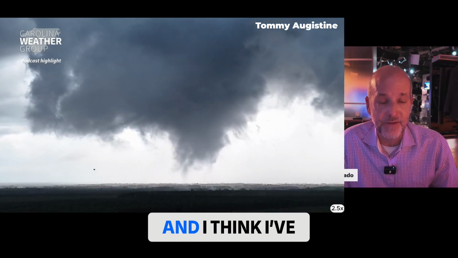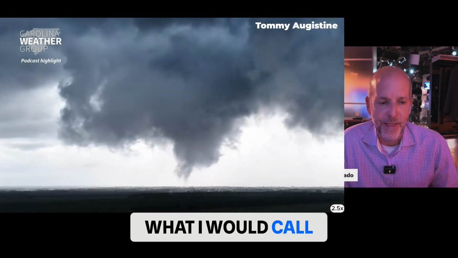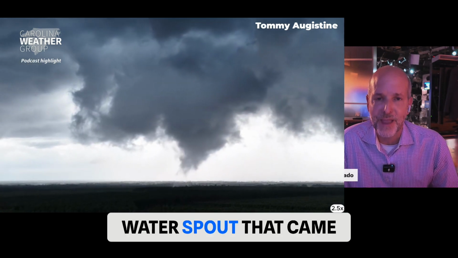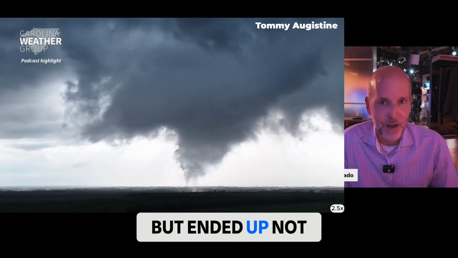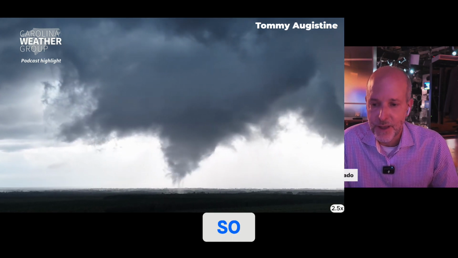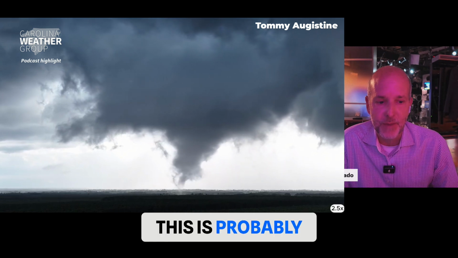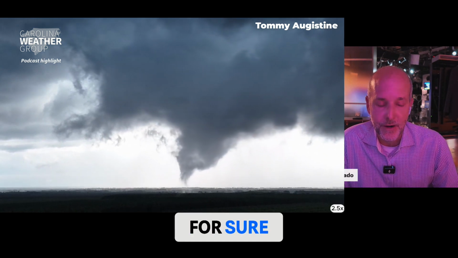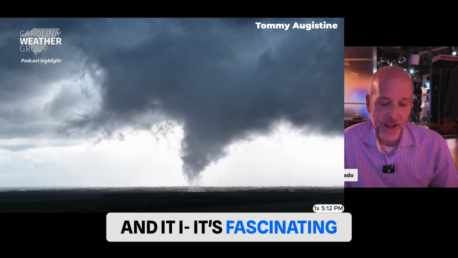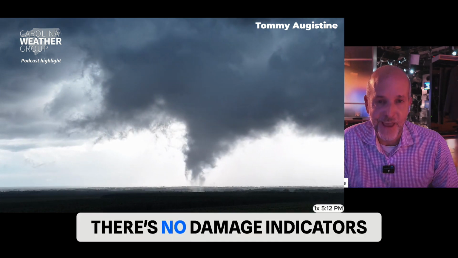So I've seen it once there, and I think I've seen it once with what I would call a landfalling waterspout that came onto the beach, was very well photographed and videoed, but ended up not causing damage as it came ashore. So those are the only other times. This is probably the only time I've ever seen it anywhere in the East, for sure. And it's fascinating. There are no damage indicators.